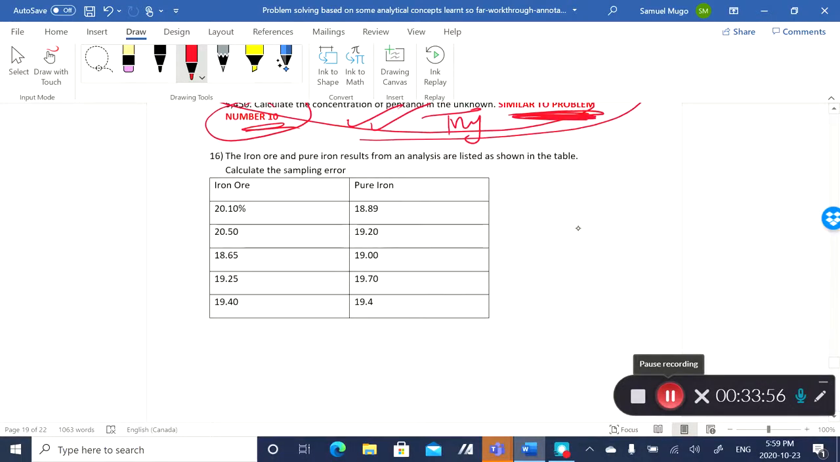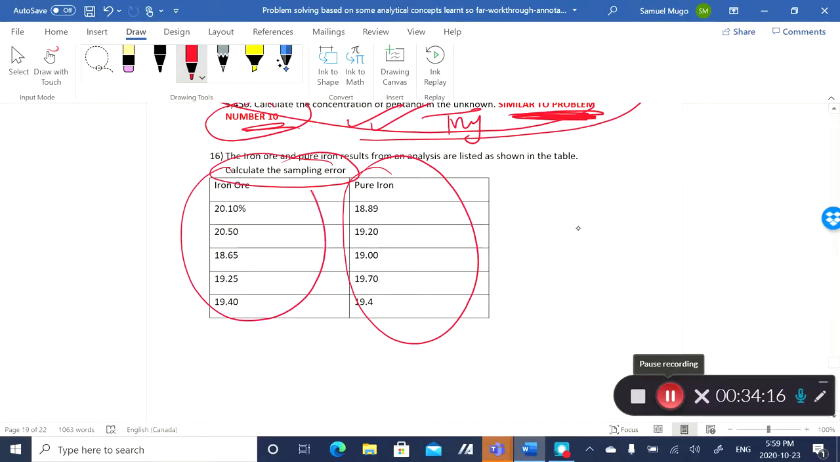The other problem I'd like to remind you of, and we did this in the lectures, is you've been asked to calculate the sampling error if I've got a data set of pure iron that I analyzed. I digested a pure iron standard, and then I also digested an iron ore. This one is mined, and this one is just a standard that I made in the lab.